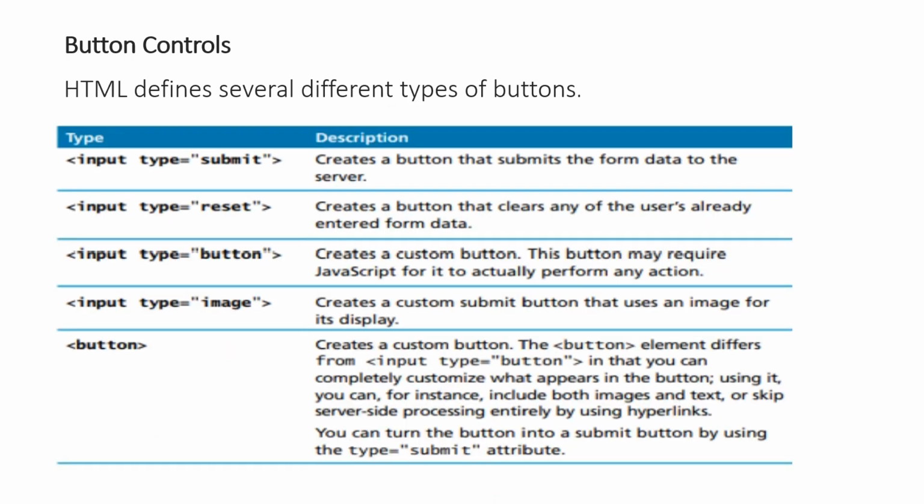Button controls. HTML defines several different types of buttons. Some of them are submit, which creates a button that submits the form data to the server. Reset creates a button that clears any of the user's already entered form data. Button creates a custom button. This button may require JavaScript for it to actually perform any action. Image creates a custom submit button that uses an image for its display.